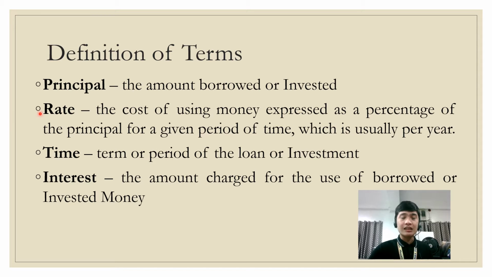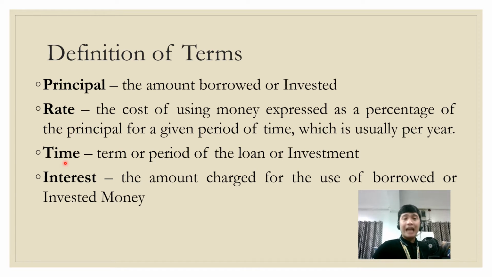Next one is the rate. This is the cost of using money expressed as a percentage of the principal for a given period of time, which is usually per year. So, yung time ay expressed per year. Yung rate, ito ay porsyento, bahagdan. Gaano kalaki in terms of percentage yung ipapatong mo na interest. Later, pag-iusapan natin yun. Yung ilang percent yung kikitain ng pera na ininvest mo or hiniram mo. So, yun yung rate. It is expressed as a percentage.